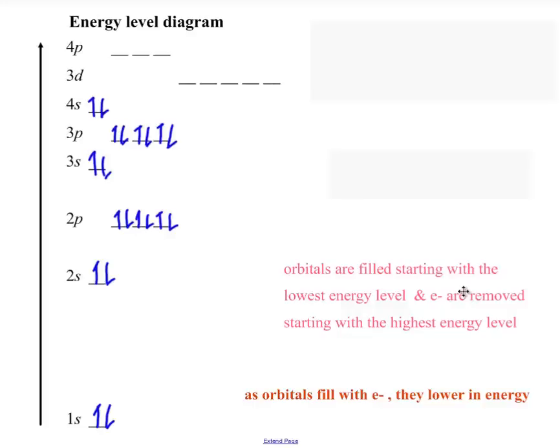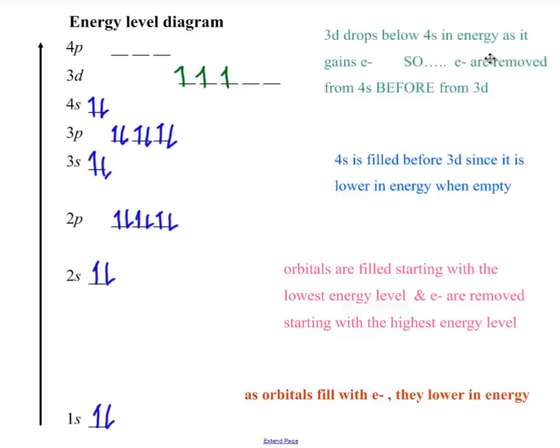Now the next energy level is 3d. Remember way back when we saw that as the energy levels get further from the nucleus, they get closer together. And it turns out that an empty 3d orbital has more energy than a 4s orbital. Once we put electrons in there, the energy level lowers. So, as we just saw, 4s is filled before 3d. It's lower in energy when it's empty. And it turns out that the 3d orbital drops below the 4s orbital in energy as it gains electrons, essentially like it's being weighted down as if it were a balloon or something.